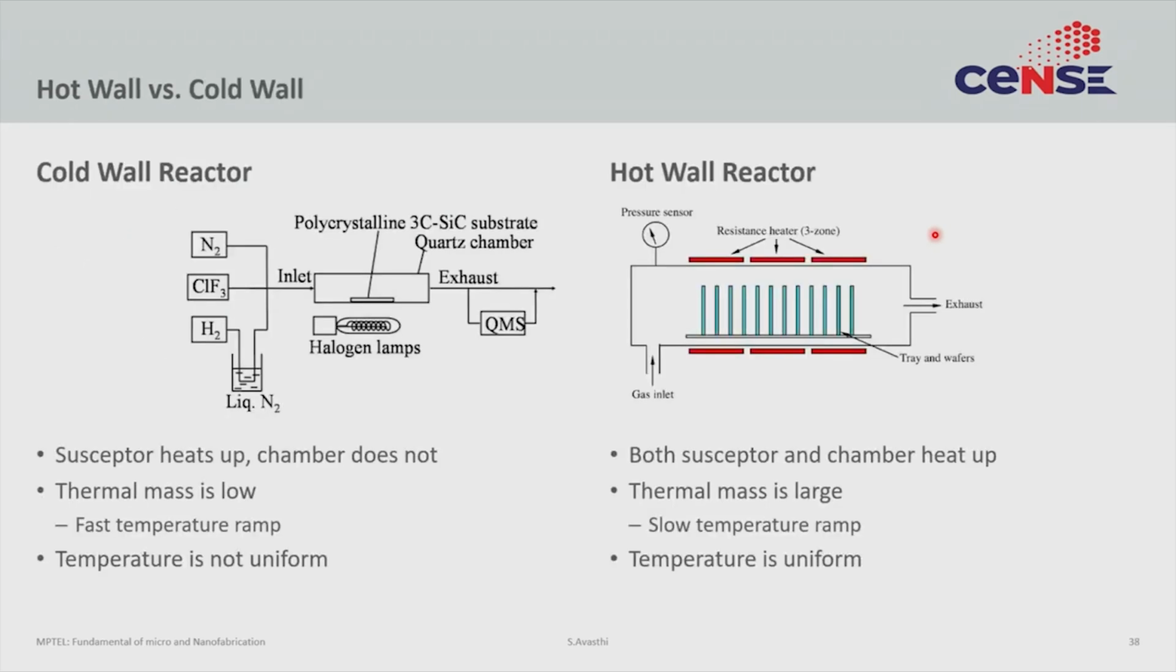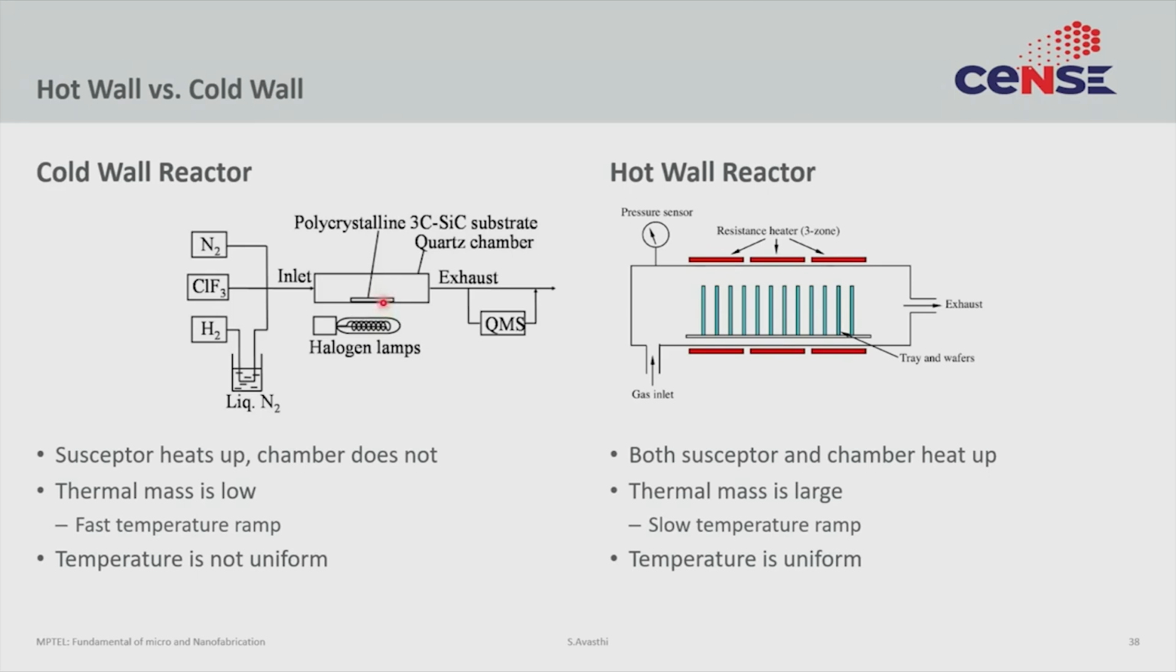So, the first one is hot wall versus cold wall. The basic difference between these two types of systems is the chamber temperature. If you look on the left, you have a substrate that is sitting inside a chamber. You have this gas input, gas output, that is all constant. The change between a cold wall and the hot wall is in this quartz chamber. This quartz chamber is currently being heated by a halogen lamp. Now, the halogen lamp emits in the visible region, and the quartz is transparent to the visible region.